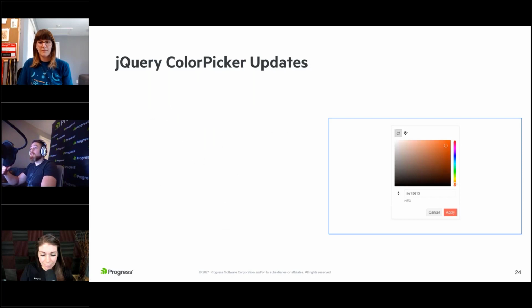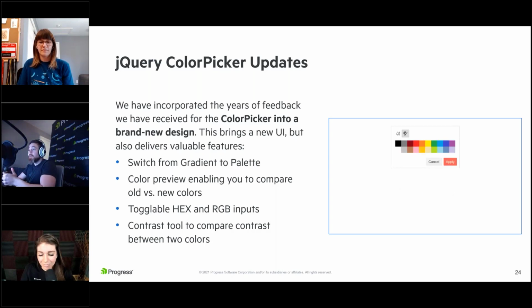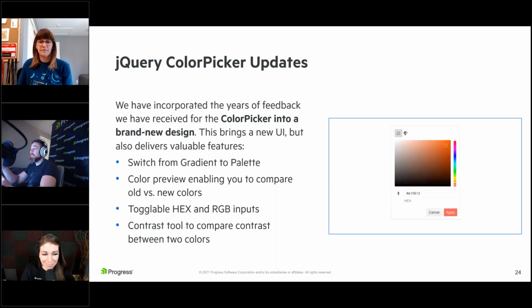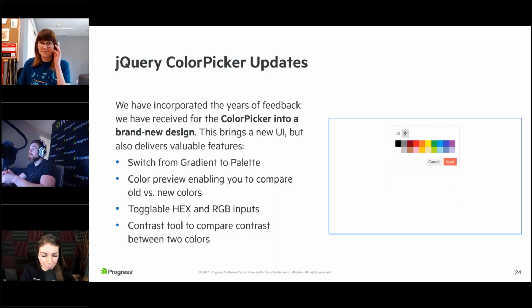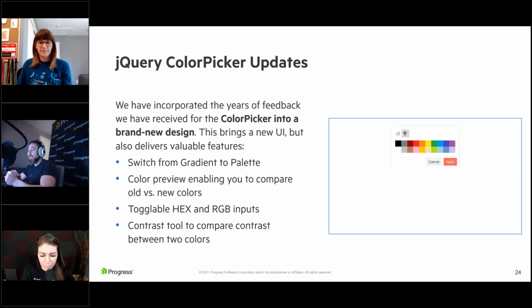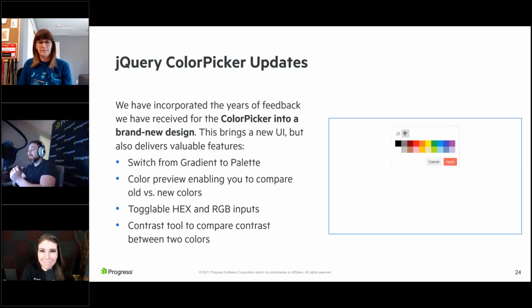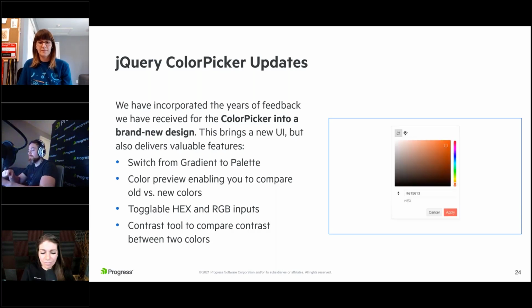All right, and we also have some ColorPicker updates. Like in the other suites, we've updated the design of the ColorPicker. This brings not just a little bit of a new UI, but also some additional valuable features, like switching from gradient to palette. You see that in the animation happening right now. Those two icons are being clicked, so that you have the gradient, and then you have what we call a color palette, where you can customize what options are available, what colors folks can choose from. We have the color preview, enabling you to compare old versus new colors. You can toggle between hex and RGB inputs. And then we also have a contrast tool that allows you to compare and contrast between two colors.